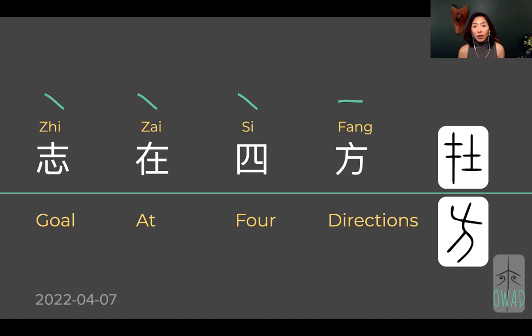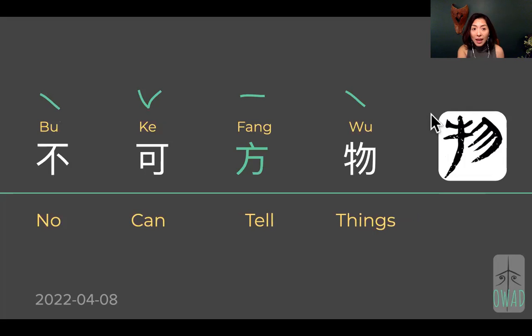I guess that's universal, intuitively, four directions is the way to go. So you are going to aim your goals at all four directions, like you have all kinds of possibilities in front of you. So not limiting yourself to one. And today we're going to continue with fang, which means something absolutely different than yesterday. So 不可方物. Let's talk about fang here.